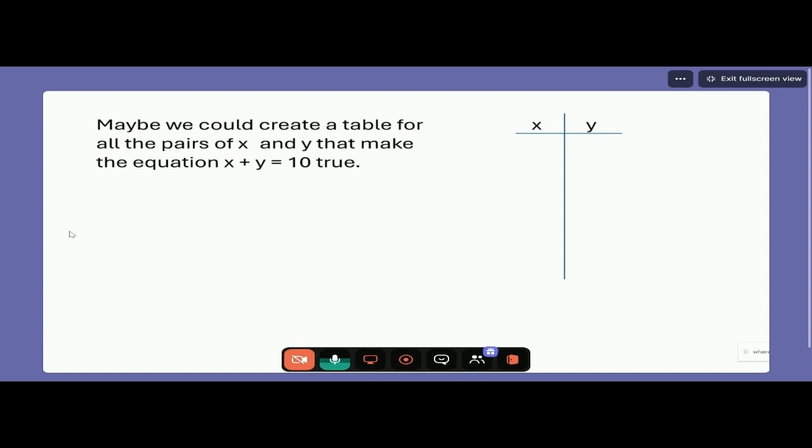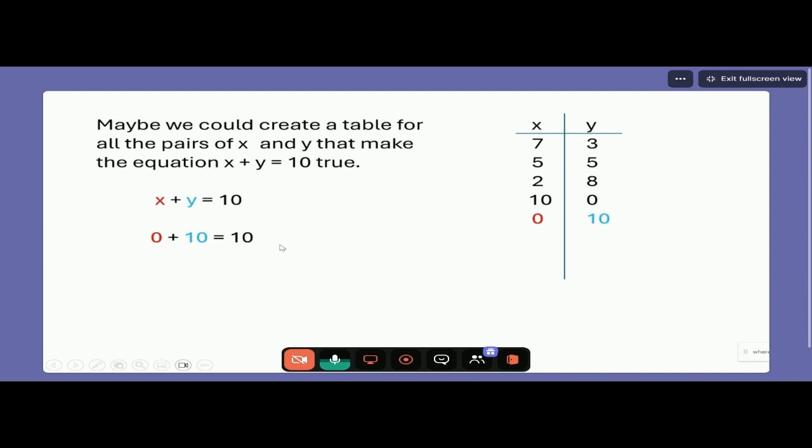So something like this, where we're going to list X's and the Y that goes with them that makes X plus Y equals 10 true. There's the ones we had already. 7 plus 3 is 10. 5 plus 5 is 10. 2 plus 8 is 10. 10 plus 0 is 10. Let's keep going. Hey, that 0 was kind of handy. What if we swap that around? 10 plus 0 is 10, but also 0 plus 10 is 10, right? So if we replace X with 0 and Y with 10, we get a true statement here.